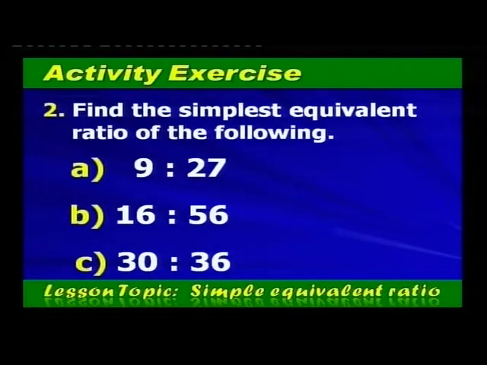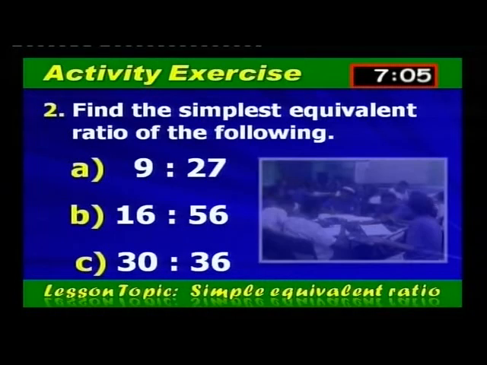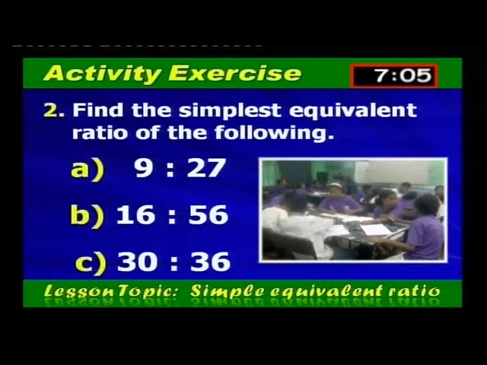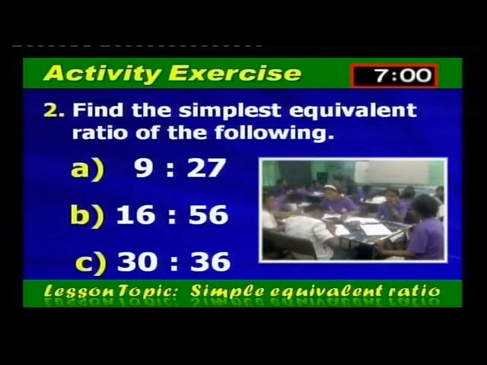Okay, this time, class, you are going to find the simplest equivalent ratio of the following. A, 9 is to 27, B, 16 is to 56, and C, 30 is to 36. Okay? The simplest form. In simplest form. So this time, again, discuss with your group.